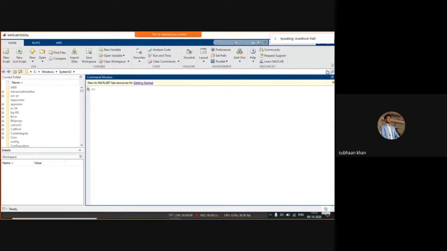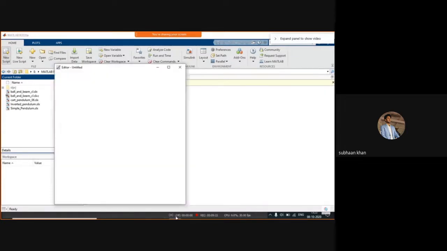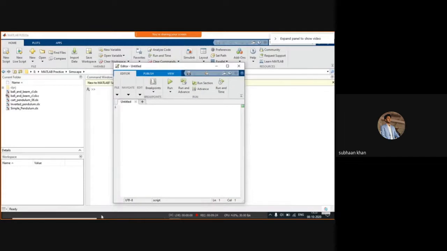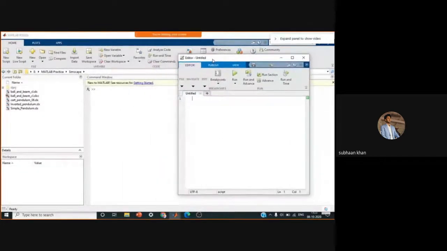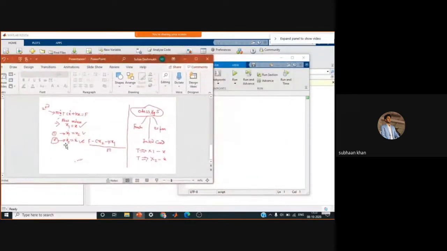So to solve this, first of all, set up your directory in which you want to solve it. And then, first of all, you need to create a function, which is talking about this part, that function, my first equation, and this is second.